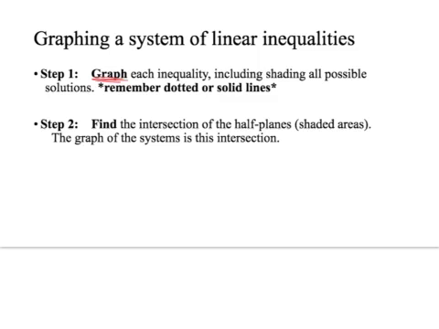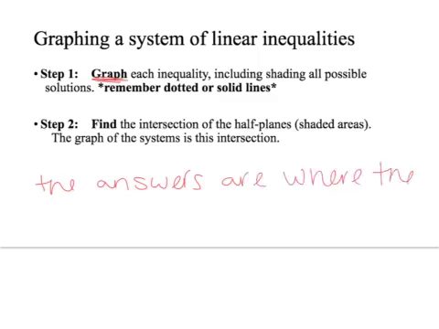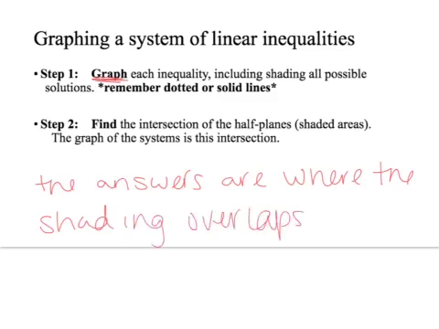So the answers are where the shading overlaps. You're going to graph two inequalities and shade two separate areas. Wherever that shading overlaps is your answer to both for the system.